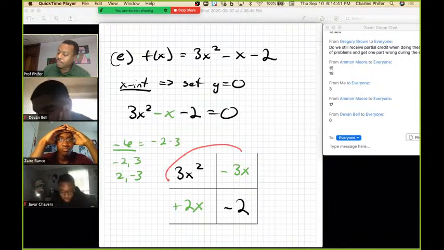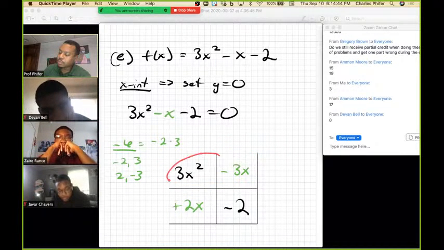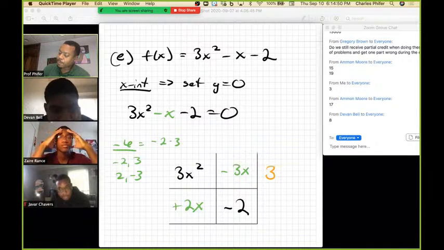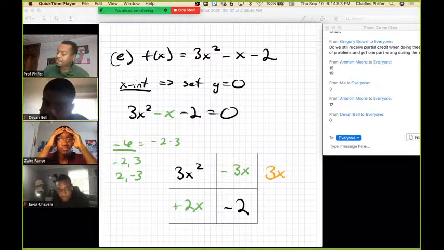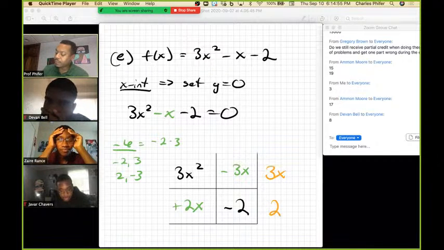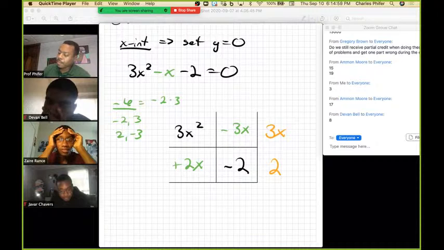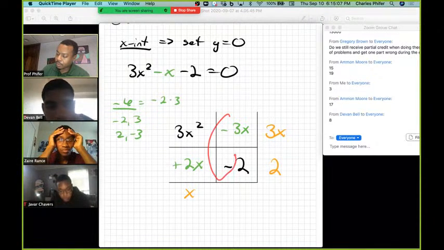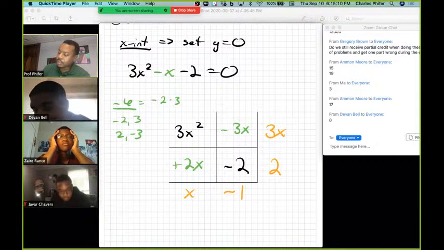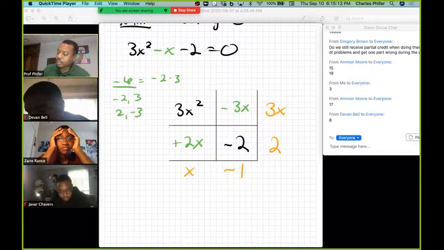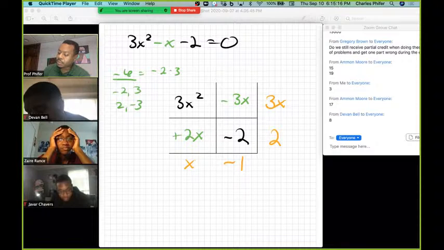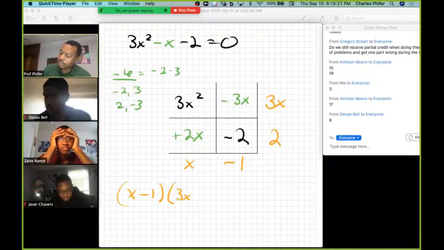So what do the top 2 have in common? What can we factor out of the top 2? 3x. What do the bottom 2 have in common? 2. What do the left 2 have in common? X. And what do the right 2 have in common? Negative 1, right? So then our claim is that the 3x squared minus x minus 2 factors into x minus 1 times 3x plus 2.